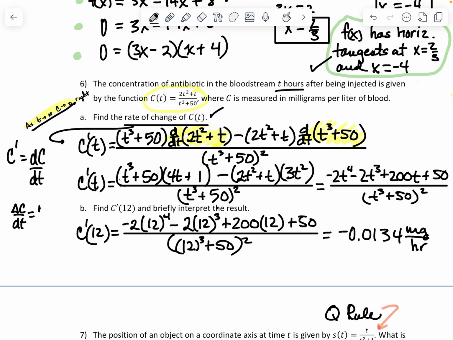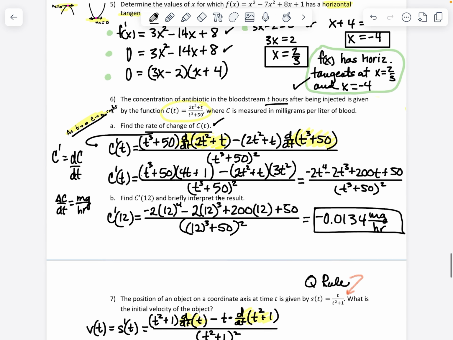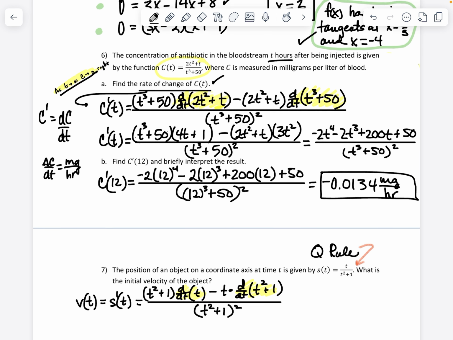So remember I said about the Leibniz notation, it's kind of convenient sometimes because it's in that fractional unit form, where I would say the concentration in milligrams per dt, time in hours. So it's just a reminder of what you should have there. So it's decreasing at 134 10,000ths milligram per hour. Okay. All right. So move on to the next one.